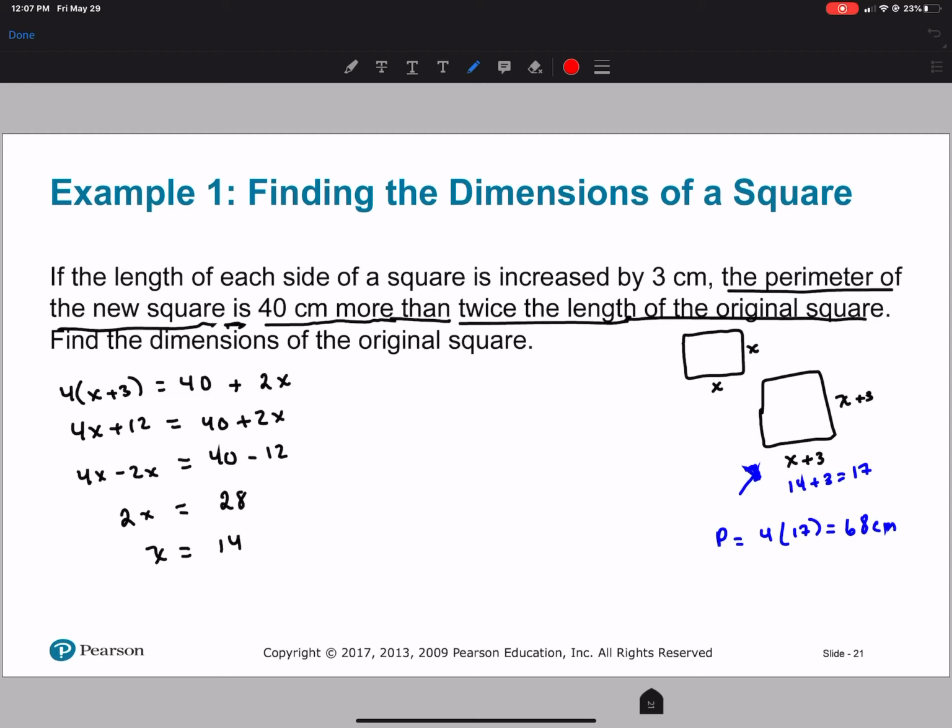So let's look at the perimeter of the small one. So we found the perimeter of the big one. And then we know that the dimension of the other one, our x, is just 14. So if I did want to find the perimeter of the small one, I would just do 4 times 14. And that would equal 56.